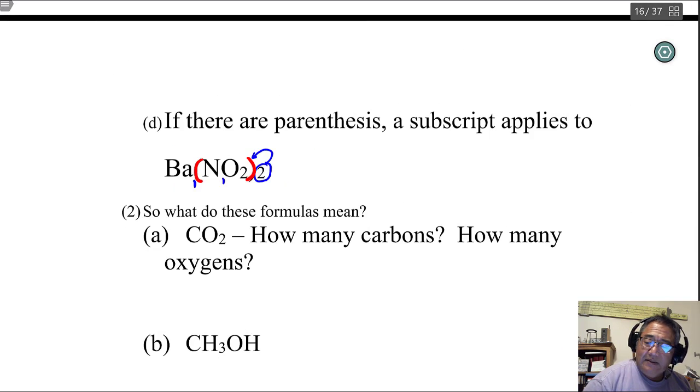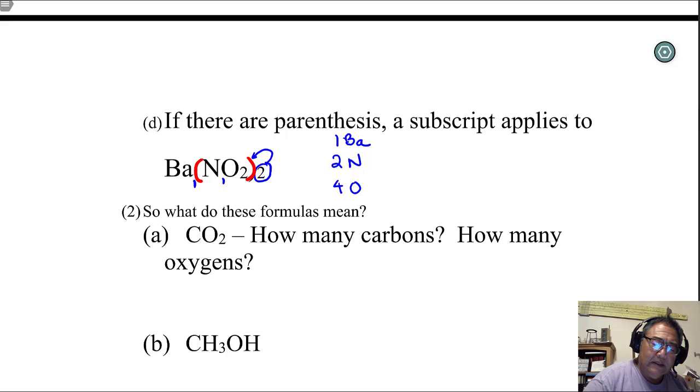Well, what that means, if I were to count each type of atom, I have 1 barium, and then I have the 2 applies to the nitrogen, right? So I have 2 nitrogens, and then I have 4 oxygens. So in that formula for barium nitrate, there are actually a total of 7 atoms in that formula.